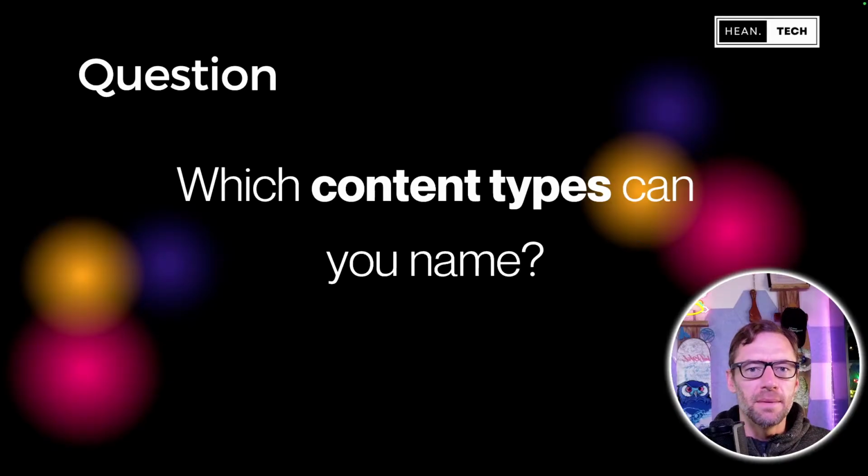How many content types in Confluence can you name? I briefly mentioned them about 45 minutes ago, so I'm curious how many you can all quickly type out into chat and just let me know how many content types you can name.